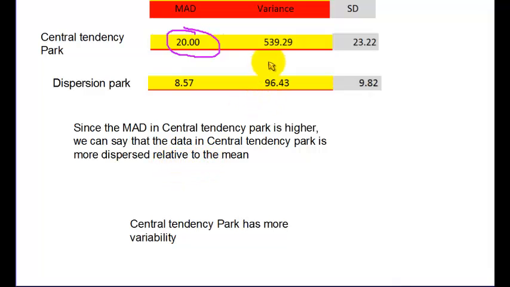If you use our values for standard deviation, note that the standard deviation in central tendency park is higher compared to our dispersion park. If we use standard deviation, we will get the same conclusion that the data in central tendency park is more dispersed relative to the mean.